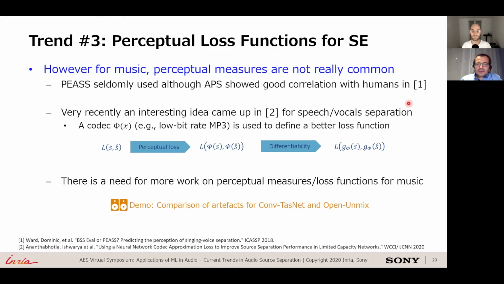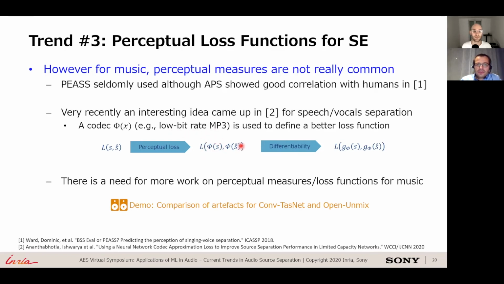There's one recent approach from MIT and Spotify, which I would like to mention, and which is very interesting, to make speech separation, but also vocal separation, more perceptually relevant by using information from a perceptual codec like MP3. So the idea we can see here is that instead of using the normal loss that compares the ground truth signal S and our estimate S hat, we turn this into a perceptual loss by using a low bitrate codec, for example, low bitrate MP3.